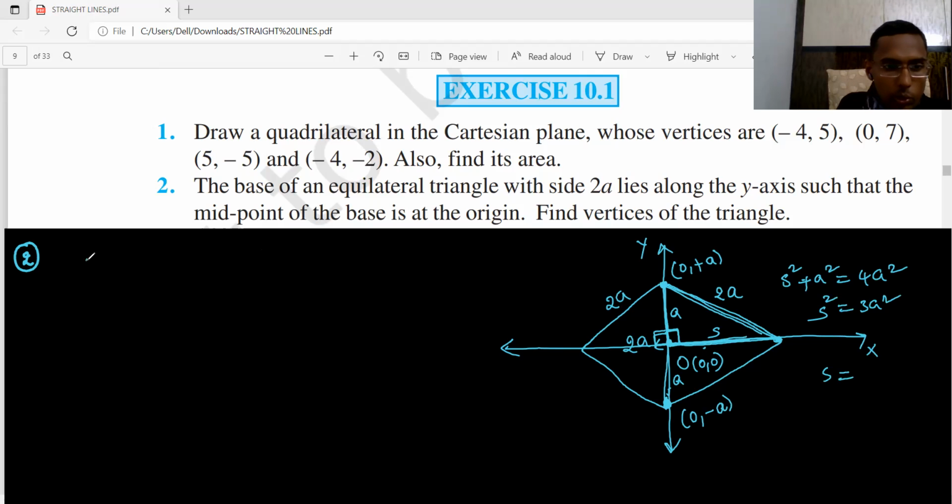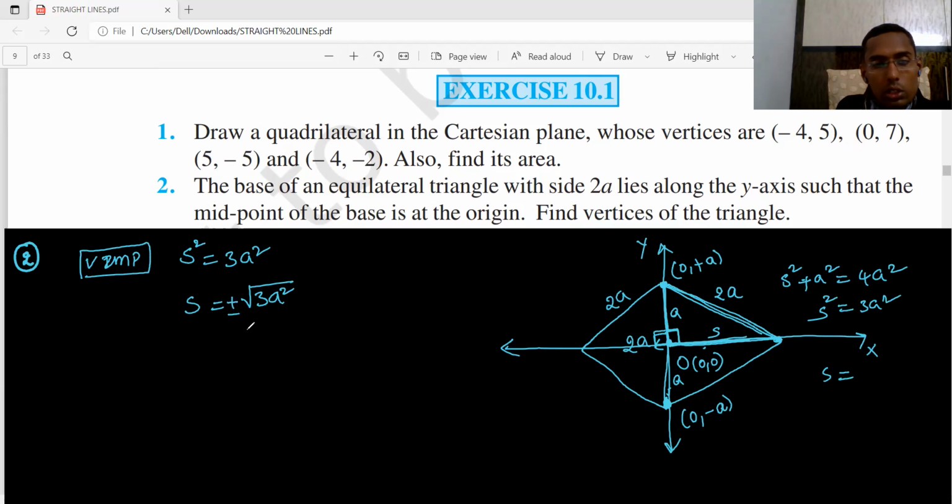This is a very important point. Even if you don't have a diagram, S square equals 3A square. S equals what? Tell me, what is S? Under root 3A square, whole root. But this is plus or minus square root of 3A square.